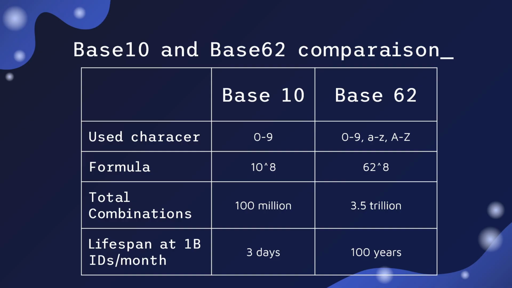By using base 62, which is 0 to 9, A to Z, and capital A to Z, we get 62 to the power of 8 combinations. That is roughly 3.5 trillion unique strings. At our current rate, we won't run out of IDs for over 100 years. This ensures our system is future-proof.